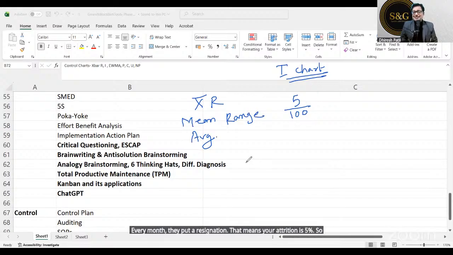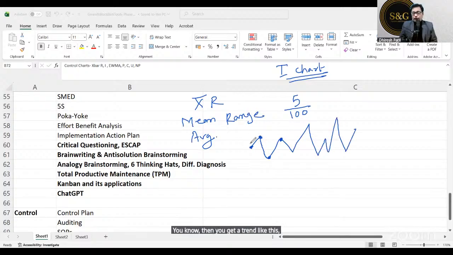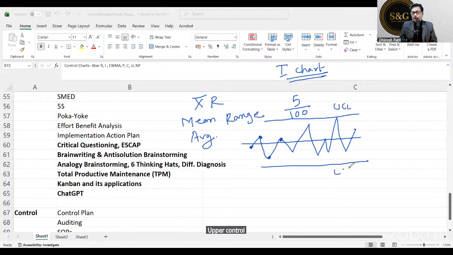So what you can do is every month on month you can plot that attrition. Let's say 1 month, January, we have 3.5%. Second month you have 4%. Then you have 2.5%. Then we have 3%, like that. So if you start plotting these, then you get a trend like this. Then software will calculate the mean, which is average, and it will plot control limits automatically, upper control limit and lower control limit.